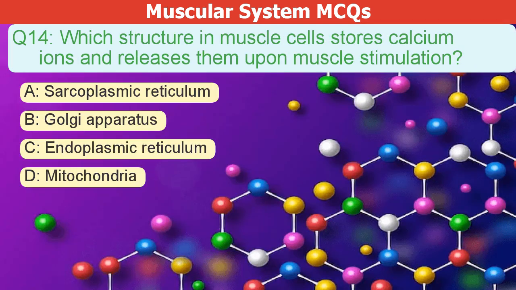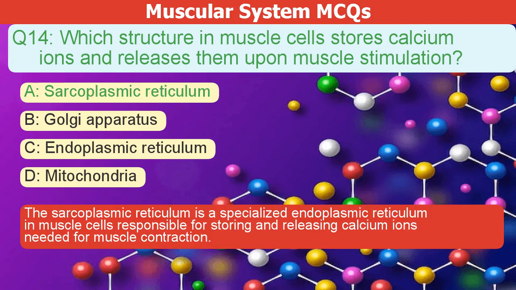Which structure in muscle cells stores calcium ions and releases them upon muscle stimulation? A. Sarcoplasmic reticulum. B. Golgi apparatus. C. Endoplasmic reticulum. D. Mitochondria. The correct answer is A. The sarcoplasmic reticulum is a specialized endoplasmic reticulum in muscle cells responsible for storing and releasing calcium ions needed for muscle contraction.